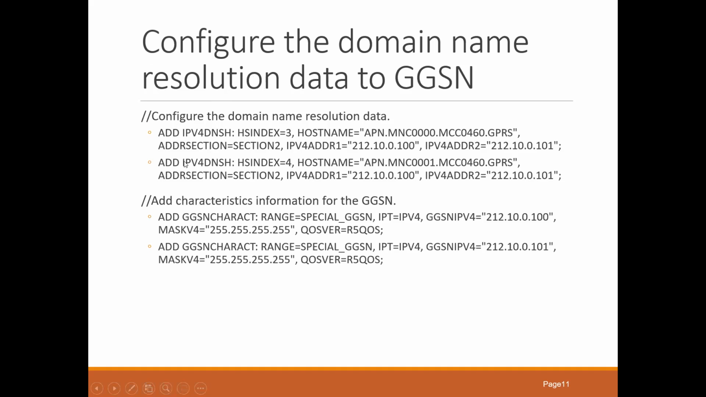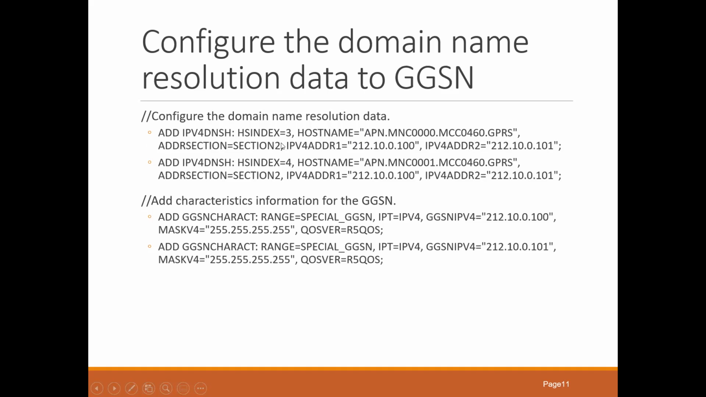Now we come to how the IP address of the GGSN is selected based on your APN. Most of you would know that it's done via the IPv4 DNS host file. The DNS host file is configured using the command add IPv4 DNS, and the host index is once again an index ID that represents the whole entry. Here you are mentioning that this APN will be resolved into these IP addresses. The address section can be different; you can specify address section 0, section 1, section 2.